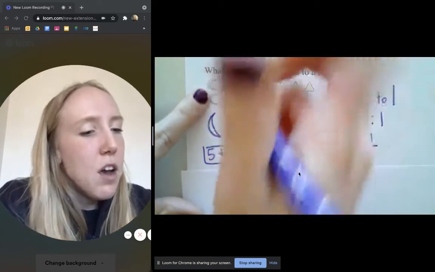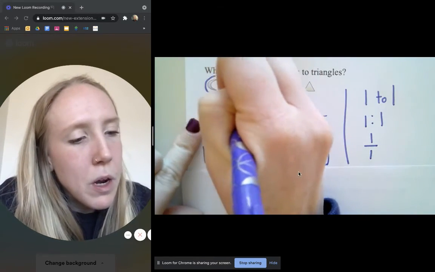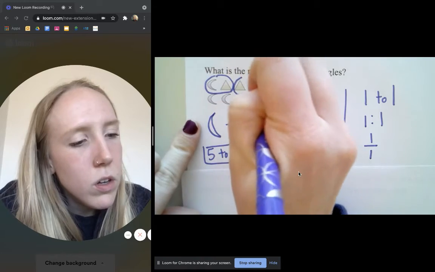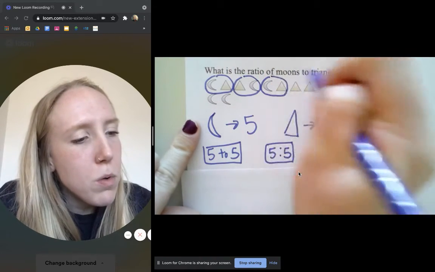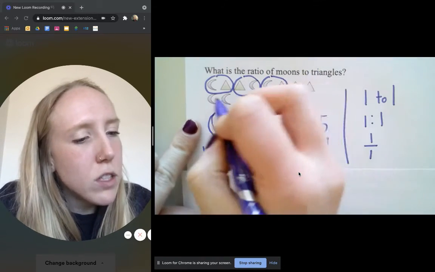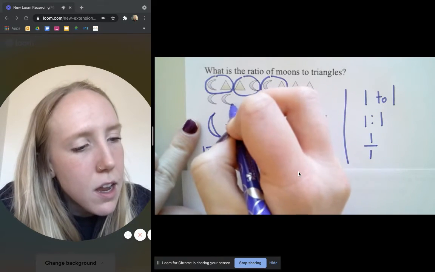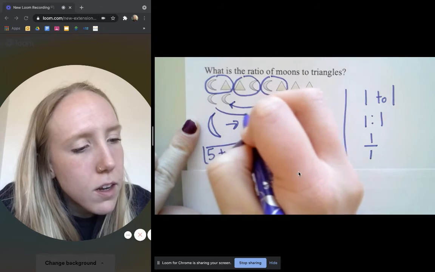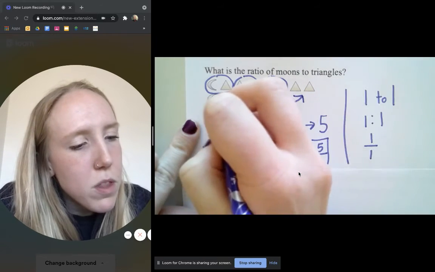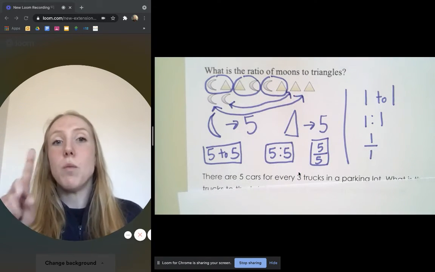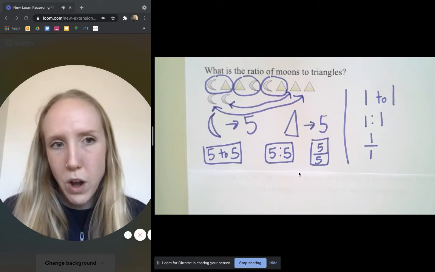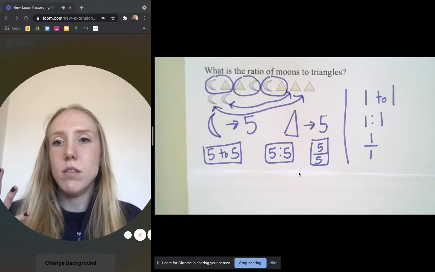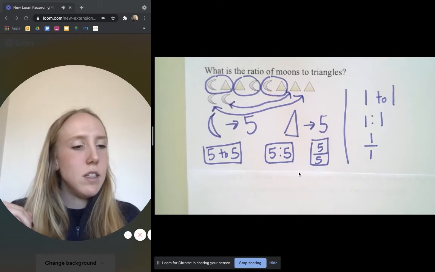And the reason is because for every moon, there's a triangle. For every moon, there's a triangle to match it. So this guy could go to that guy and this one. So for every one moon, there's one triangle also. So that's 1-to-1 because there's the same amount. They could be paired off perfectly.